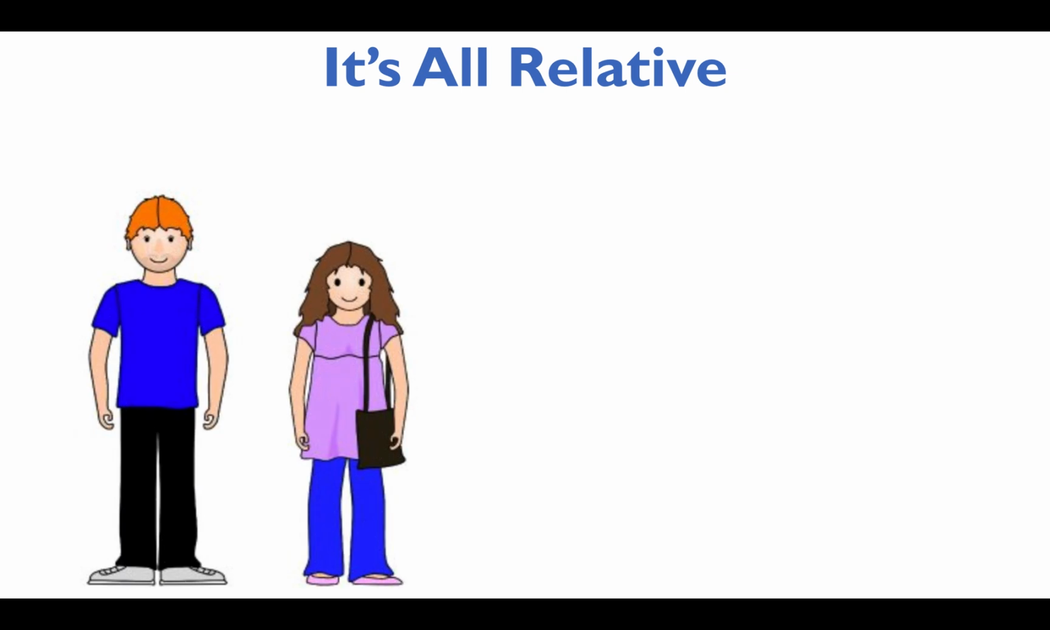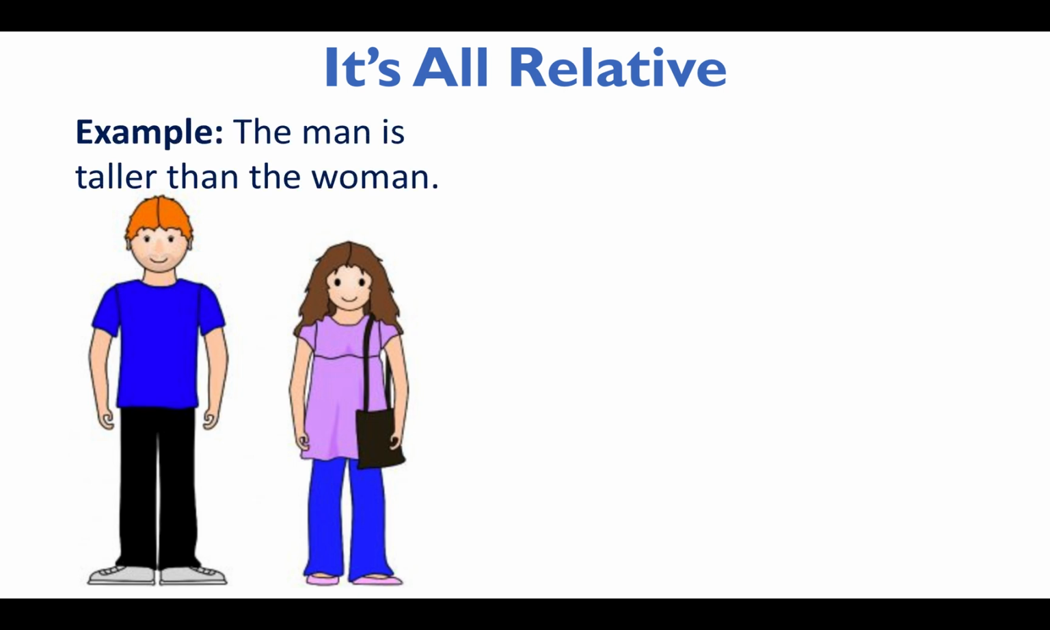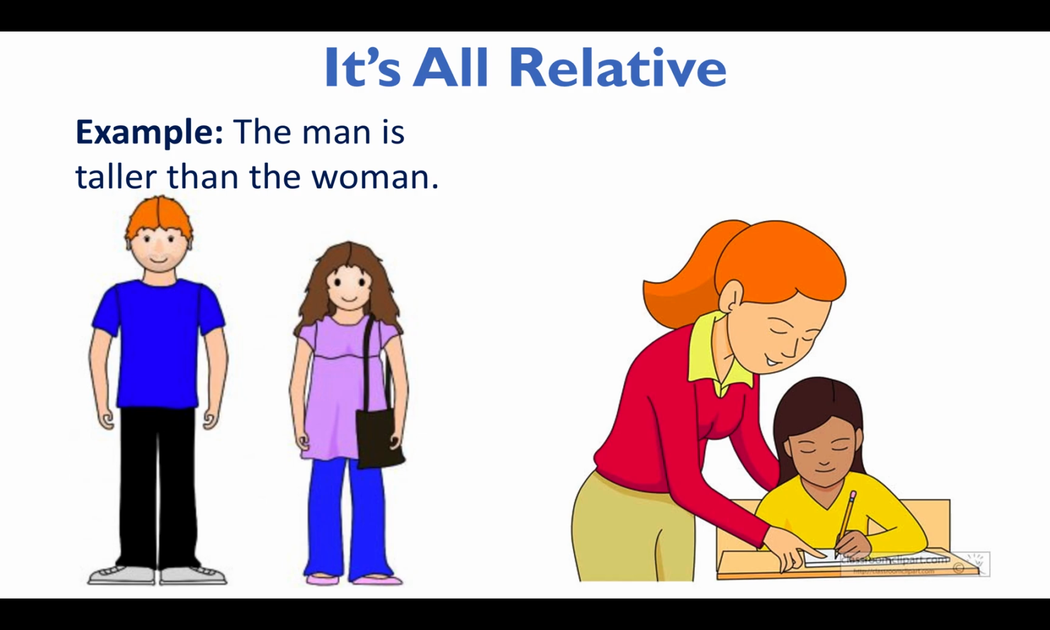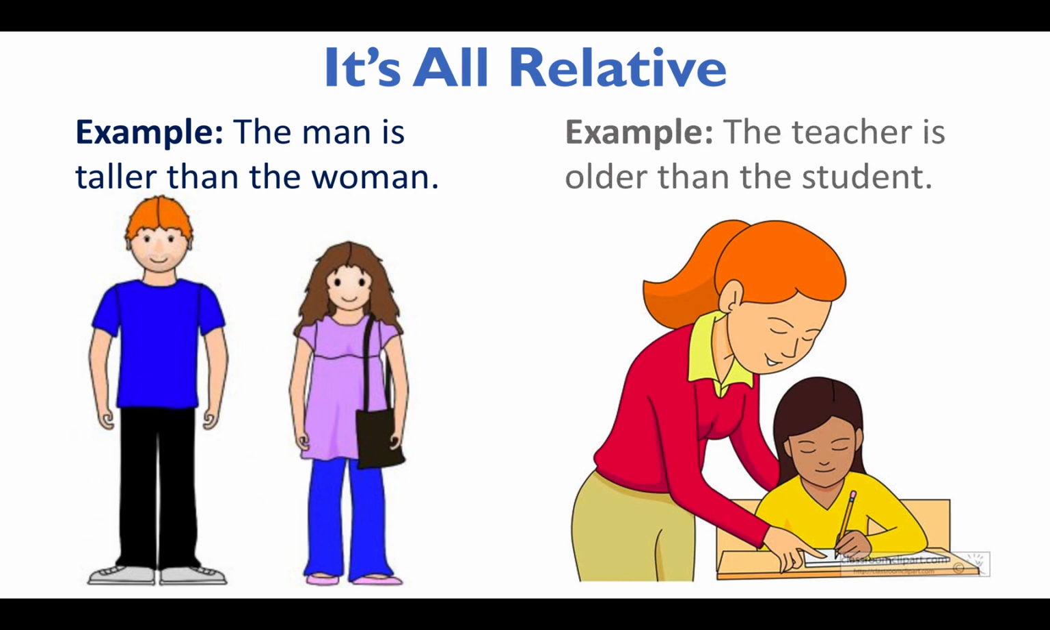Here's some more examples of the process of relative dating. So here we have a man and a woman, and if I were to compare their heights, all I need to say is the man is taller than the woman. We don't need to know their exact heights. All we need to know is the comparison that the man is taller, the woman is shorter. In another example, here we have a teacher and a student. The teacher is older than the student. The student is younger than the teacher. That's the concept of relative dating. You're not putting specific numbers to it. It's just a very simple comparison.